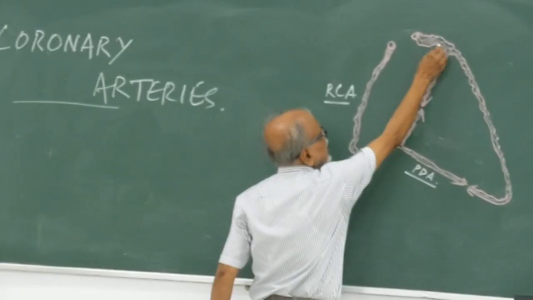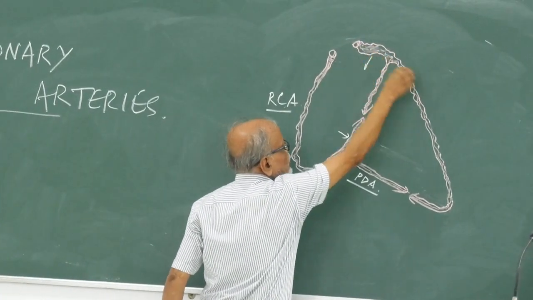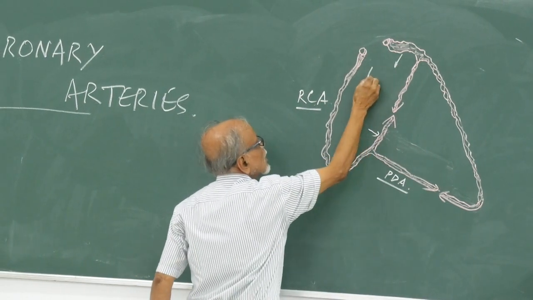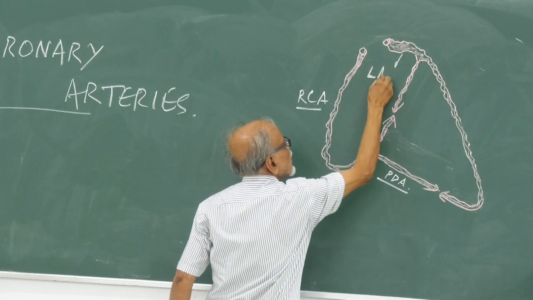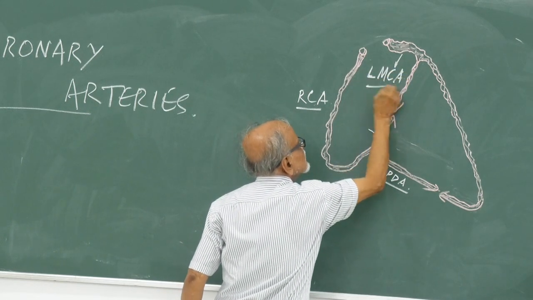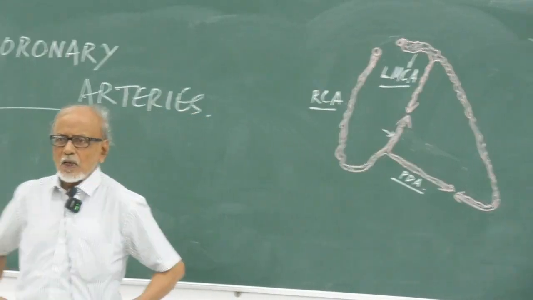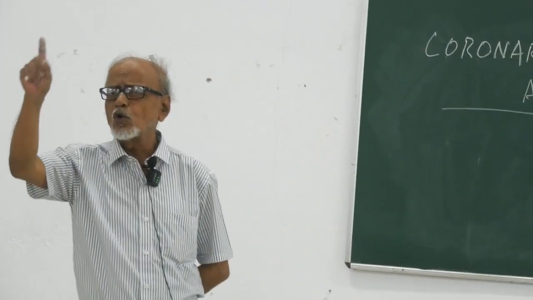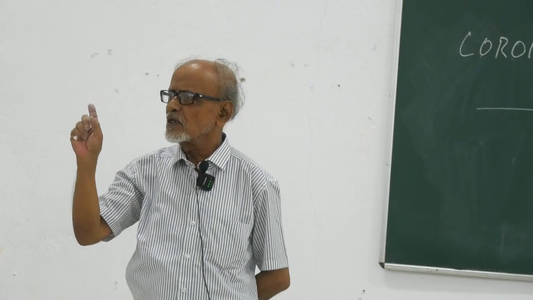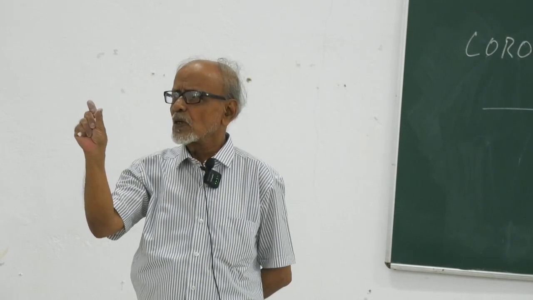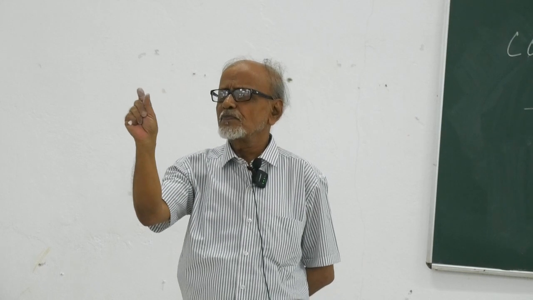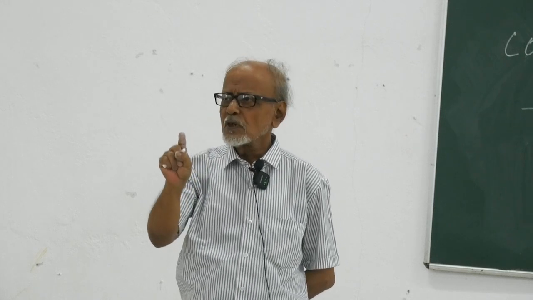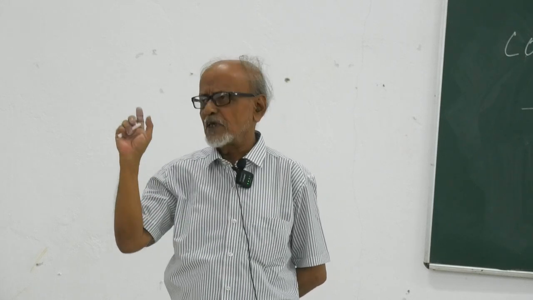This segment of this artery is the left main coronary artery, LMCA. দেখো, the right coronary artery has got a long course across the surface of the heart, but the left coronary artery has got a very short course on the surface of the heart, and that segment is being called the left main coronary artery, LMCA.